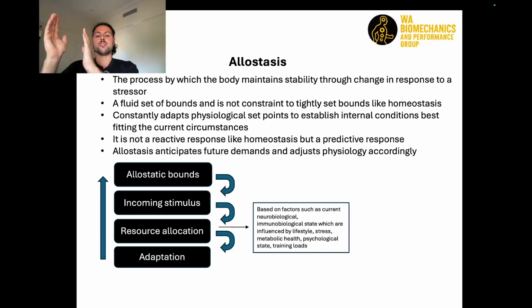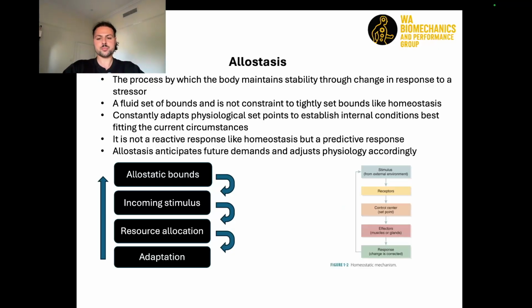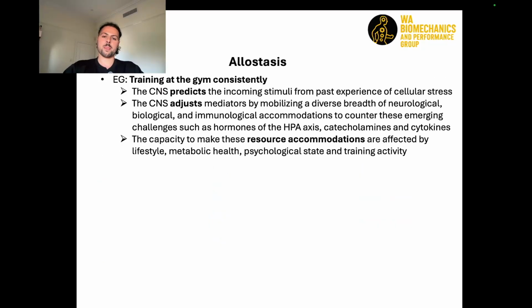Okay, so if those things are running with really high resources, like you're really super healthy and you don't have much stress, low training loads, your body will be able to easily allocate those resources. But someone who doesn't have such a healthy lifestyle, things like that, won't be able to make that resource allocation as easily. Okay, and then your allostatic bounds will shift and adapt. Now, let's see how it's different to homeostasis there.